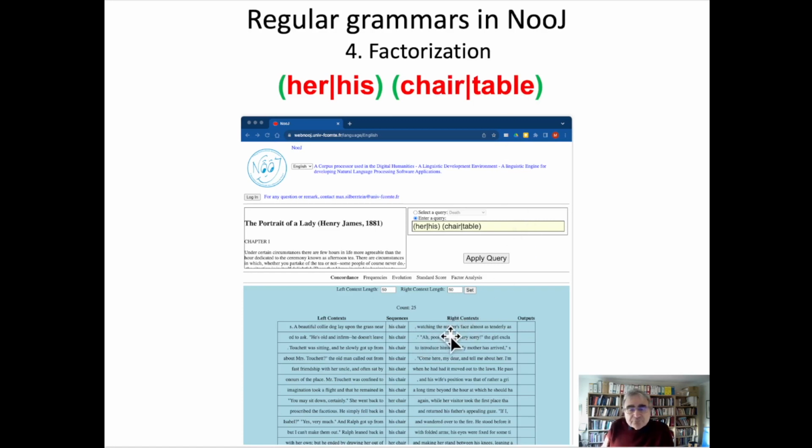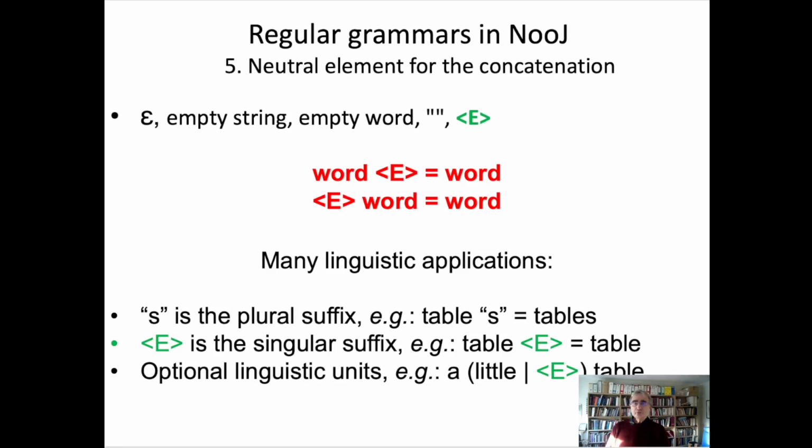I think here we find some expressions: his chair, her chair. We would find also her table, his table. So this was the fourth fact about regular grammars. The fifth important functionality of regular grammars is a neutral element.